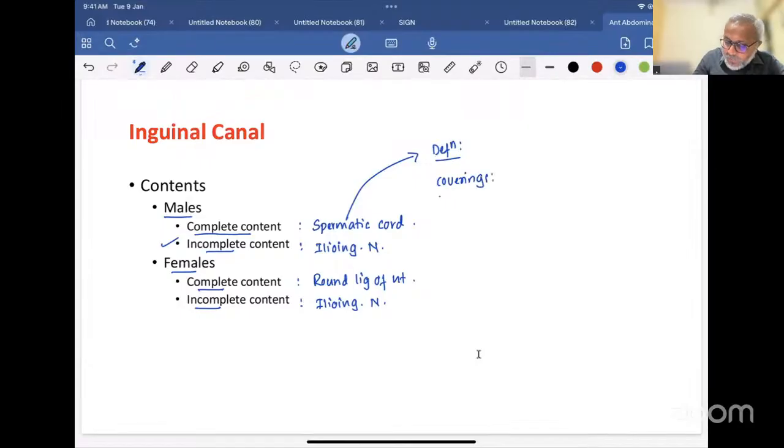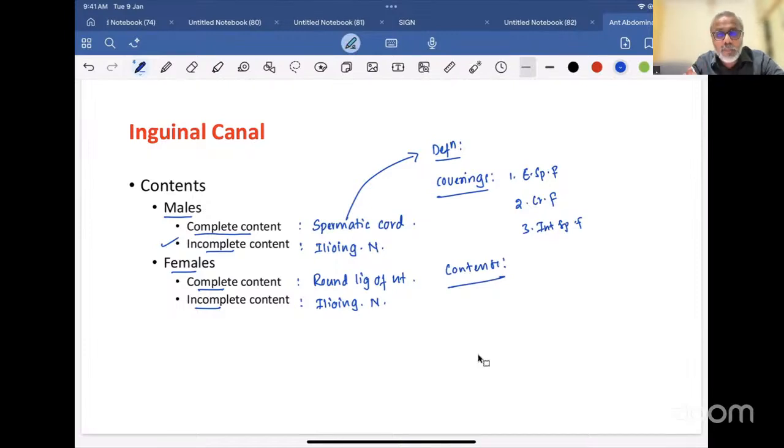Then the next thing is with respect to coverings. We know that the spermatic cord has three intrinsic coverings: the external spermatic fascia, then the cremasteric fascia, and then the internal spermatic fascia, right? So three fascias in order. Then talk about the contents. What are the contents present in the spermatic cord?